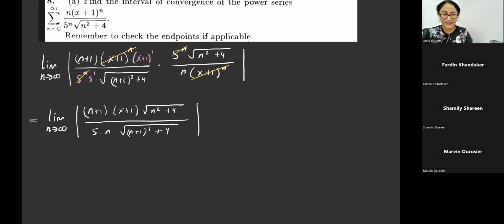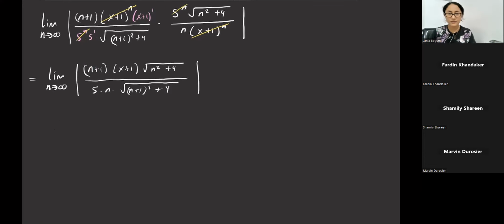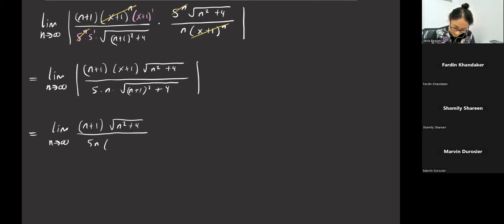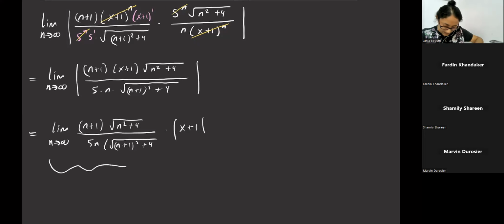All right, now let's separate the x and n. Since n is going to infinity, you can drop the absolute value for the n's. So you'll have the limit as n goes to infinity of n plus 1 times the square root of n squared plus 4 all over 5n times the square root of n plus 1 squared plus 4, times the absolute value of x plus 1. I'm keeping the absolute value with x, and everything else I removed the absolute value. Now, if you take the limit, what is this limit right here?